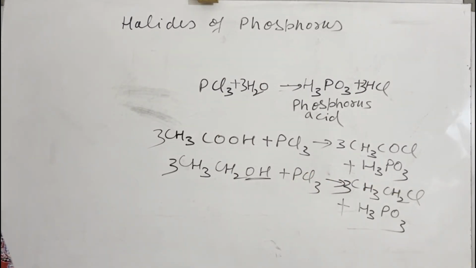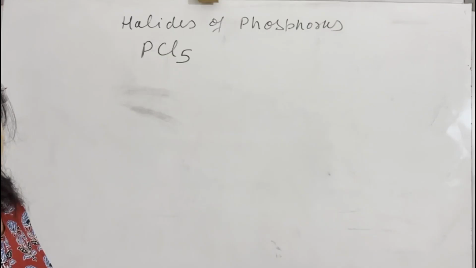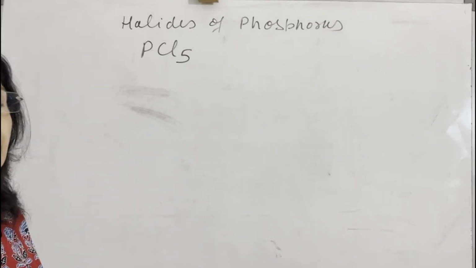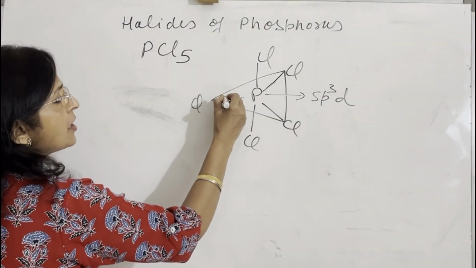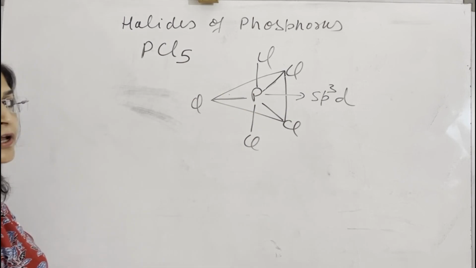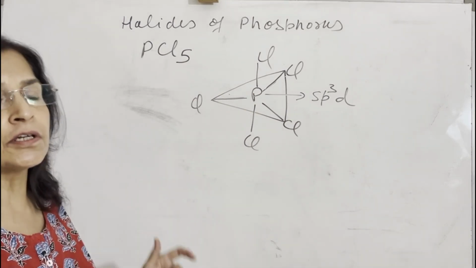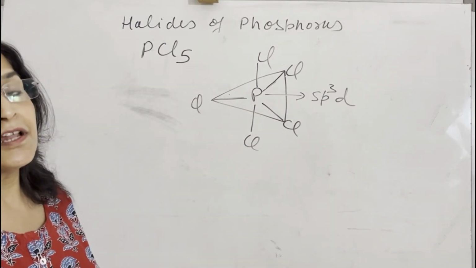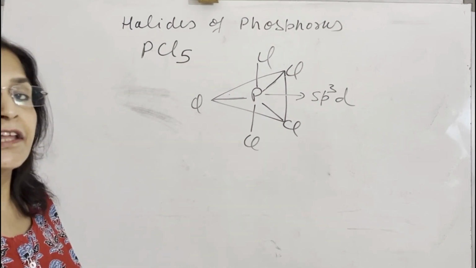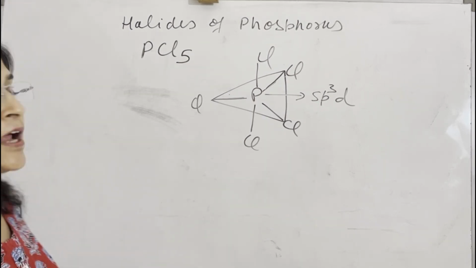Now, phosphorus pentachloride. It has trigonal bipyramidal structure and phosphorus is sp3d hybridized. These are equatorial bond lengths, this one and this one, and these two are axial bond lengths. Equatorial bond lengths are shorter than axial bonds because axial bonds suffer more repulsion. And when we heat phosphorus pentachloride, it decomposes to give phosphorus trichloride and chlorine.